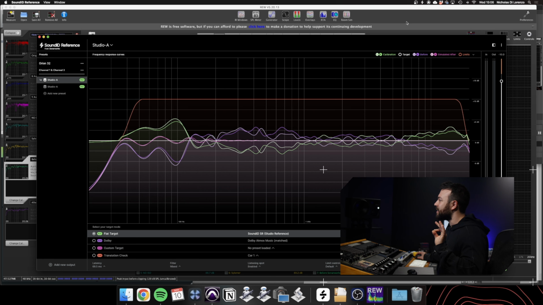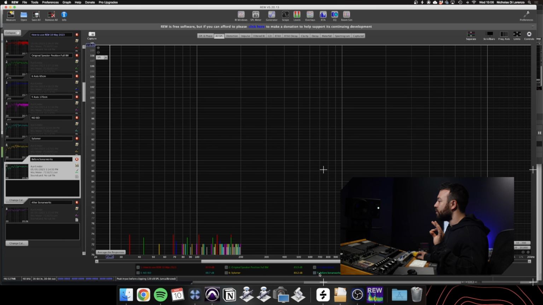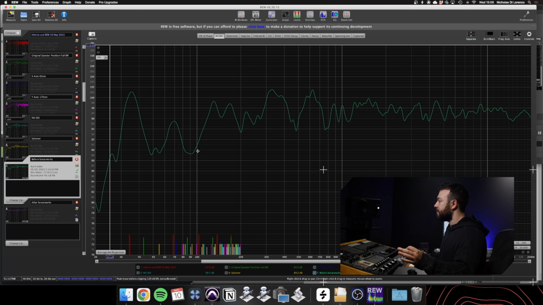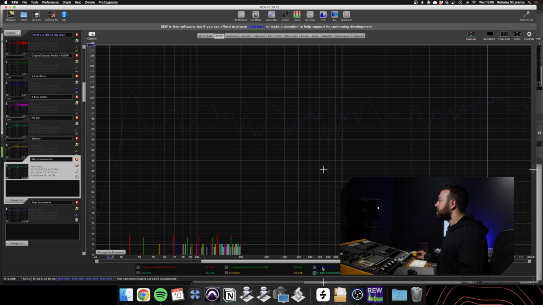So after enabling this calibration profile, I've been using it for a week, and I got some comments about that, but this was my room before SonarWorks. Okay, you can see plus or minus 5 dB deviation in the low end, and this is the room's response after SonarWorks. Way tighter.